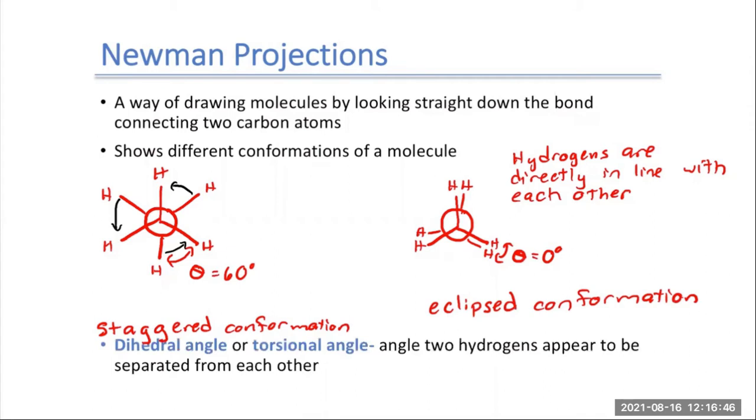And so our dihedral angle, that angle I was drawing, is also known as torsional angle. And that's the angle that the two hydrogens appear to be separated from each other by. So that means the dihedral angle for staggered is 60 degrees. For eclipsed, it's 0. And this makes a difference. Having those hydrogens overlap with each other is not a favorable interaction because those hydrogen clouds start to interact with each other. They don't have enough space necessarily. So eclipsed is not as stable of a conformation as a staggered conformation is.